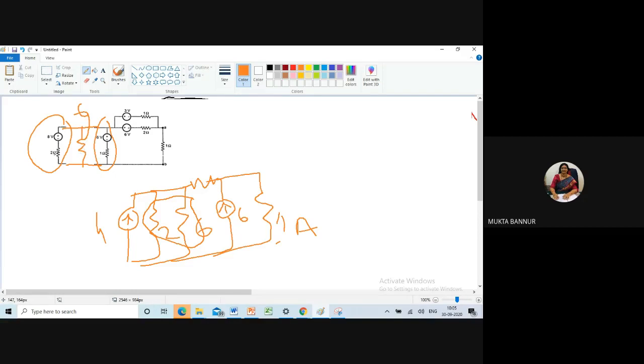Now see, these two resistors are not in parallel. You cannot say these two resistors are in parallel because there is a voltage source. Thus you cannot manipulate these two resistors until and unless you convert this voltage source into an equivalent current source. If you convert this voltage source into a current source, then these two resistors will come in parallel. Is that point clear? Similarly, suppose there is a resistor over here.